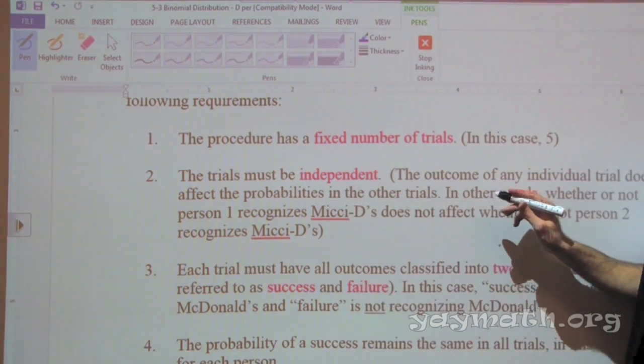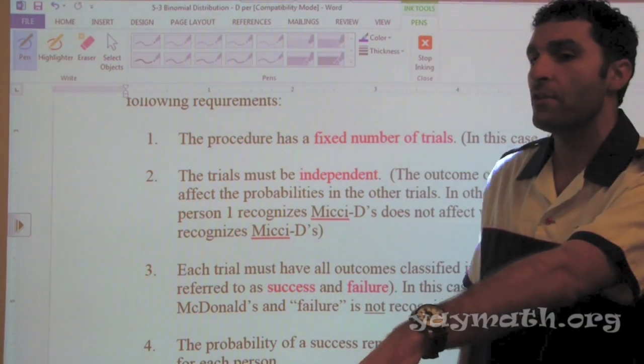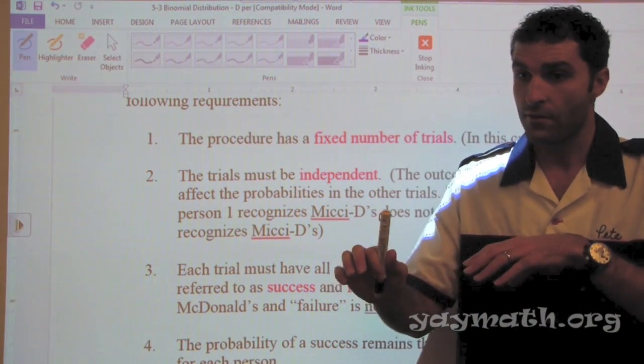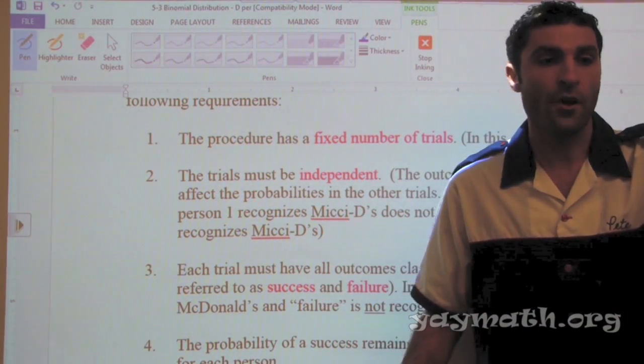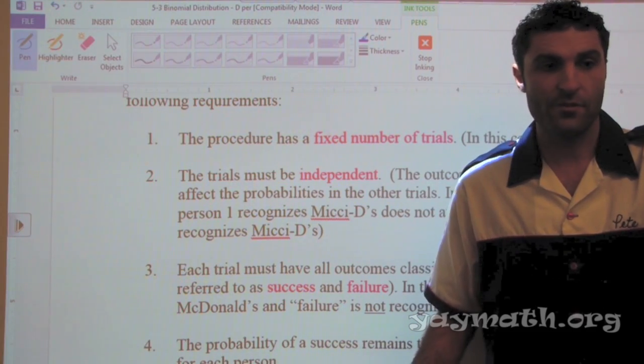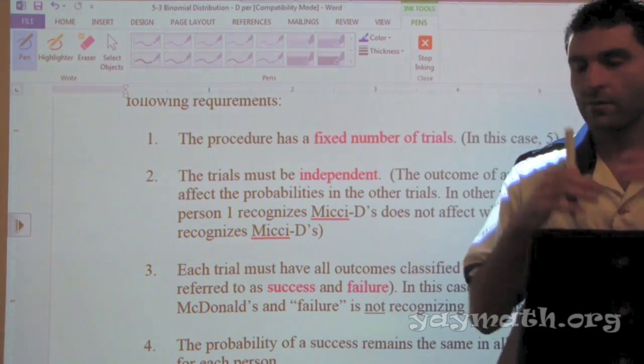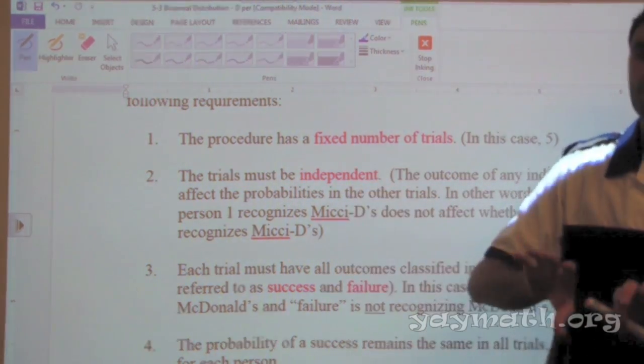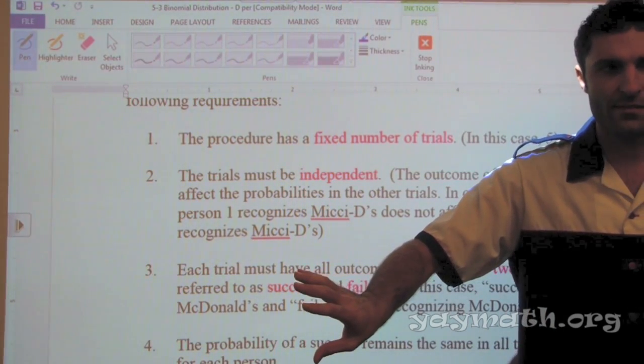Next is independent. Is it true that if I surveyed you and found out whether you know McDonald's, that wouldn't affect whether you know McDonald's? Is that true? You know it or you don't. So each trial is independent from each other. Does that make sense?